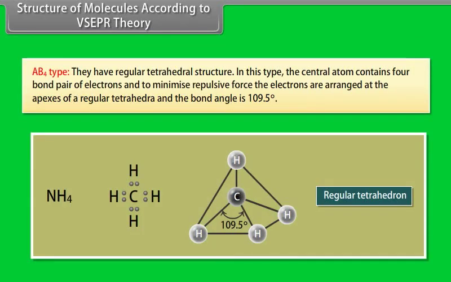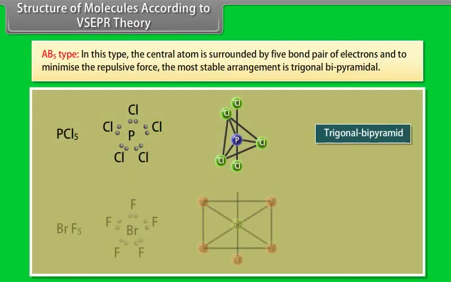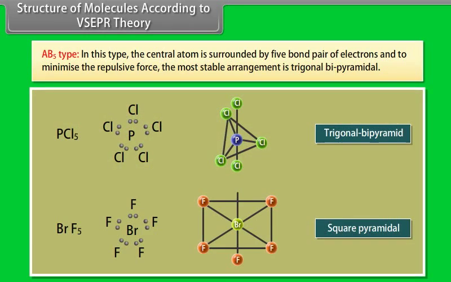AB4 type. They have regular tetrahedral structure. In this type, the central atom contains four bond pair of electrons, and to minimize repulsive force, the electrons are arranged at the apexes of a regular tetrahedron, and the bond angle is 109.5 degree.